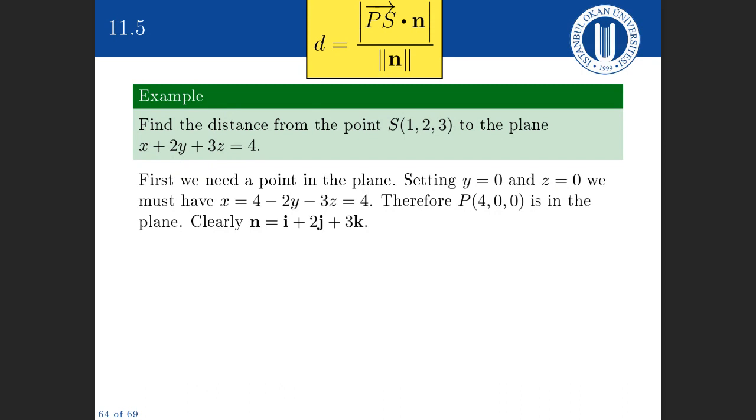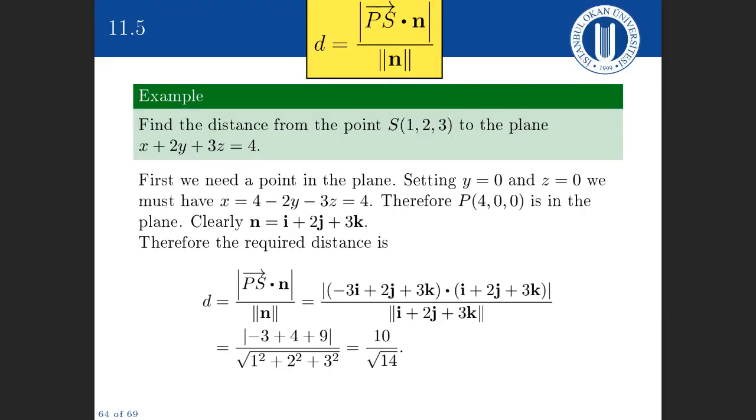We need a normal vector. That's straightforward. Clearly i plus 2j plus 3k. And then we use the formula. The distance that we're asked to calculate, I will leave this for you to check, should be 10 over the square root of 14.